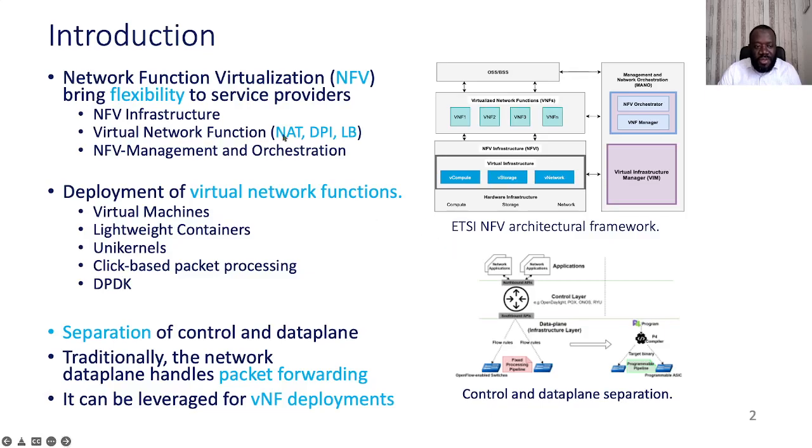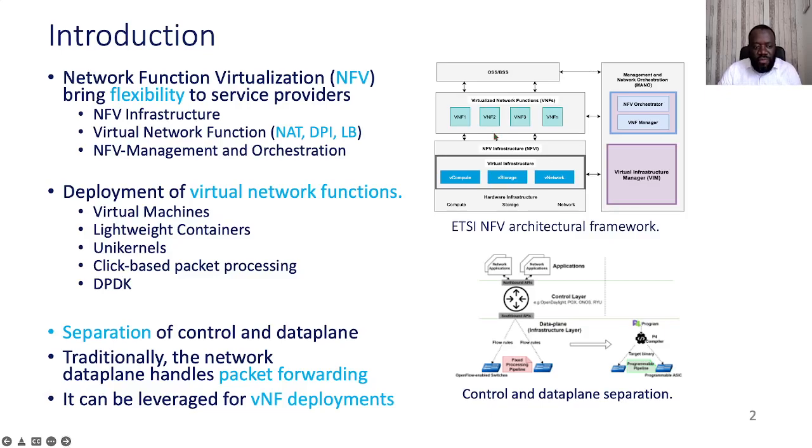In terms of the components that are required for this to be implemented, we have the ETSI NFV architectural framework that's shown on the figure here on the right. The first component we have is the NFV infrastructure itself. Then we have the virtual network function, so this could be NAT, DPI or a load balancer. Then we have the NFV management and orchestration component, which is the MANO component that is responsible for orchestrating network functions.